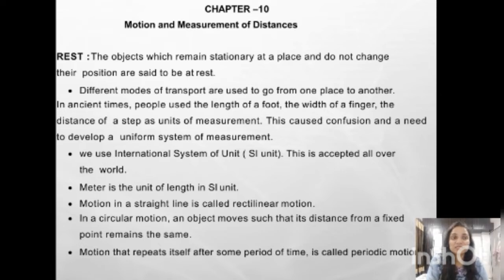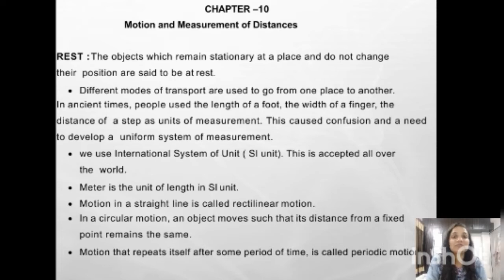First we have seen the definition of rest, and the second point we have seen the other topics in the chapter. The first is transport, how in the ancient age people were transporting from one place to another place. And the second is how they were measuring particular things, with the help of width of the finger and distance of the steps. These units are not perfect for all persons. It is not the same for all persons. So they required a uniform system of measurement. That's why they developed it.